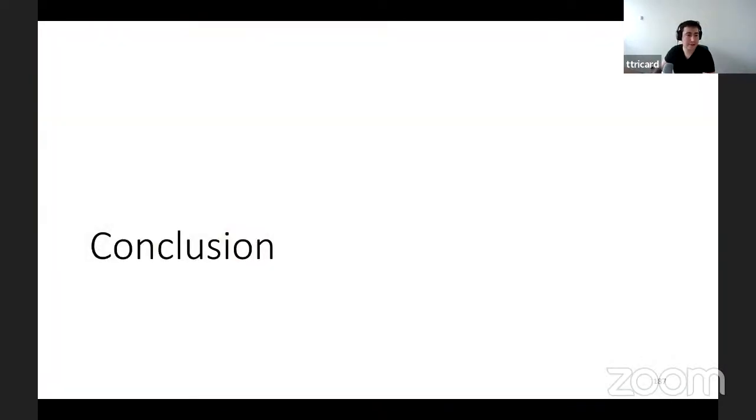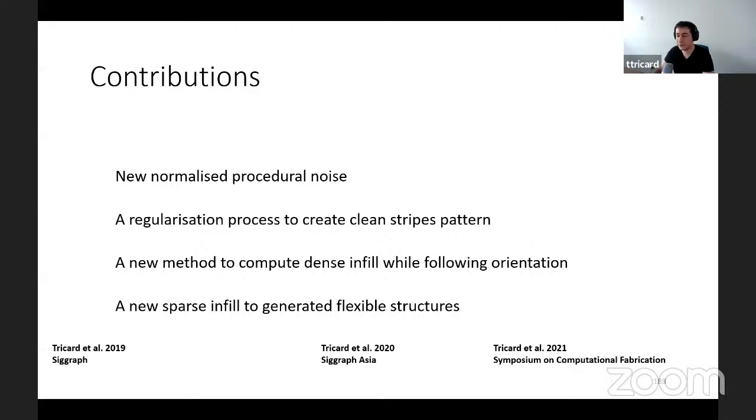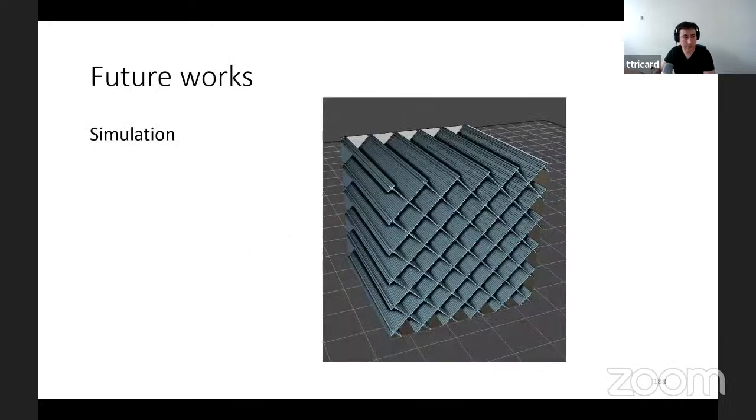Right. So now let's conclude this talk. During this work, we provided a new normalized procedural noise regularization process to create the clean stripe we wanted. We produced a new method to compute dense infill while following orientation, and also a new method for sparse infill to generate flexible structure.